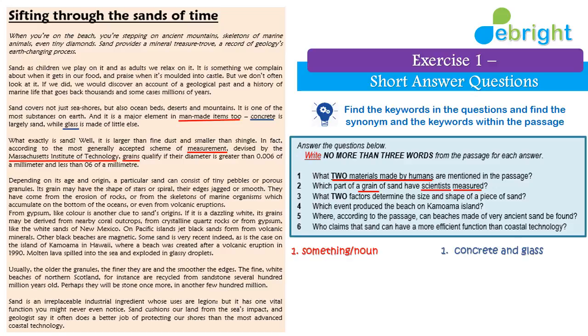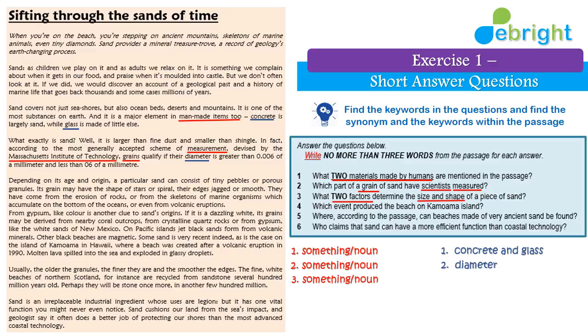So, as I told you previously, the answer might come before or after those keywords. So we need something or a noun that needs measurement, and the correct answer is diameter. So number 2 is diameter. Let's move to number 3. Let's find the keywords. What 2 factors determine the size and shape of a piece of sand? The first keywords are 2 factors, and then we need something or a noun.